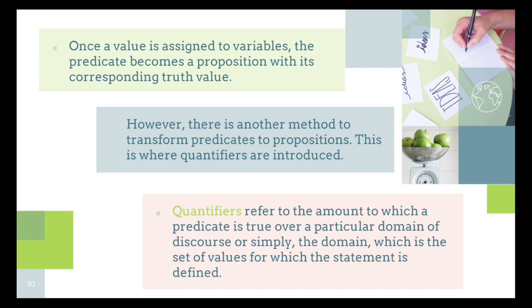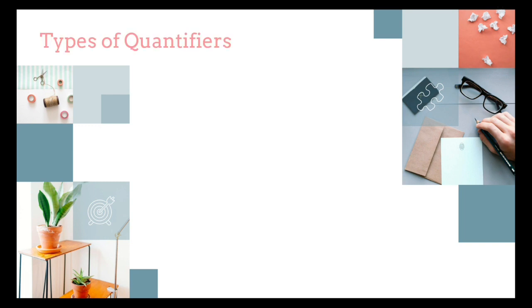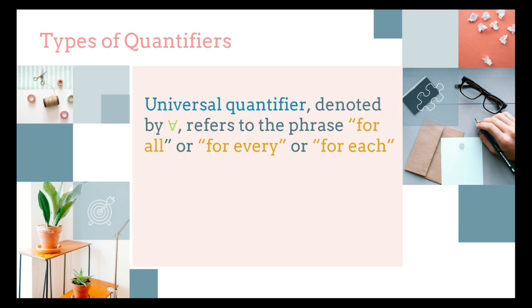This is where quantifiers are introduced. Quantifiers refer to the amount to which a predicate is true over a particular domain of discourse, or simply the domain, which is a set of values for which the statement is defined. So you have types of quantifiers. The universal quantifier, denoted by this symbol, refers to the phrase for all, or for every, or for each.